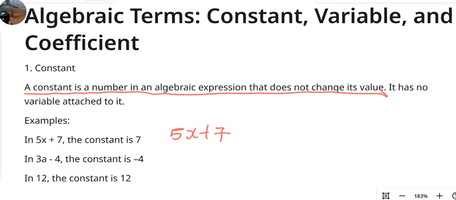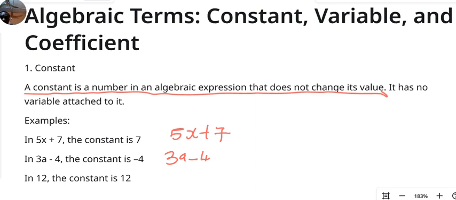Alright, so look at the next example here, 3a minus 4. So in 3a minus 4, you can see clearly that the 3a here, the 3 has an a attached to it, so the 3 can never be the constant because it has an a attached to it. Remember, the constant has no alphabet attached. So it is the minus 4.